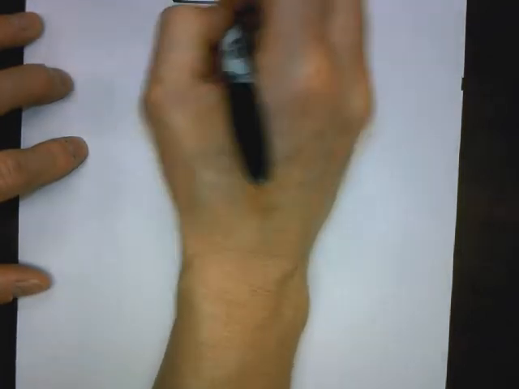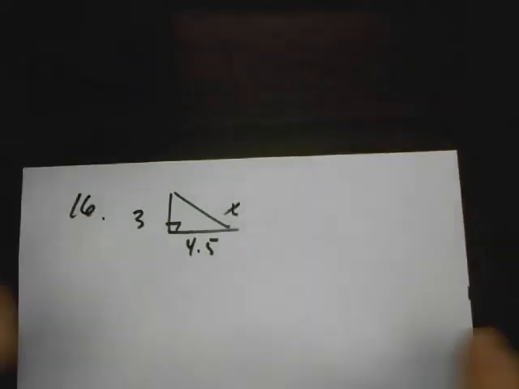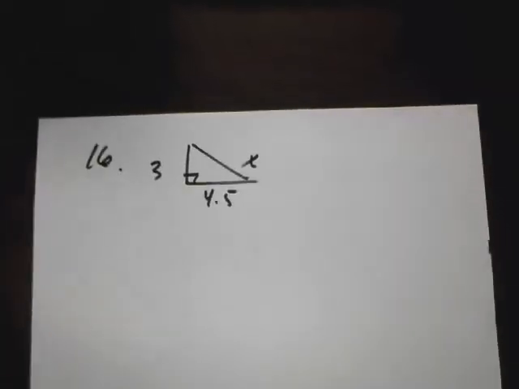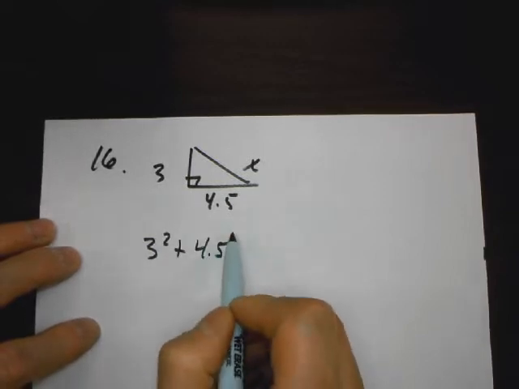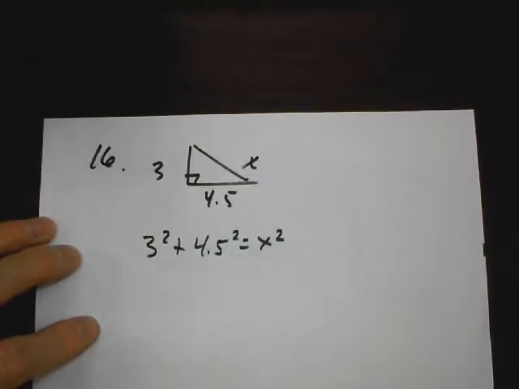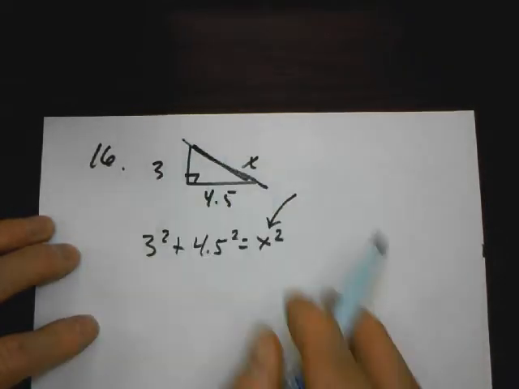16, again, Pythagorean theorem problem. This time we have two legs. We're missing the hypotenuse. So I go a squared plus b squared equals c squared. Notice this time that I put the variable on this side because we're missing the long side.